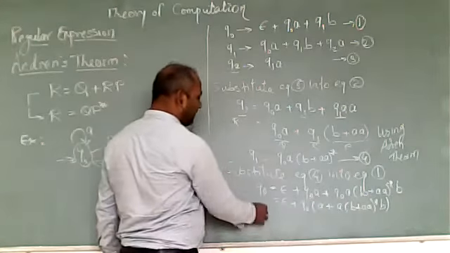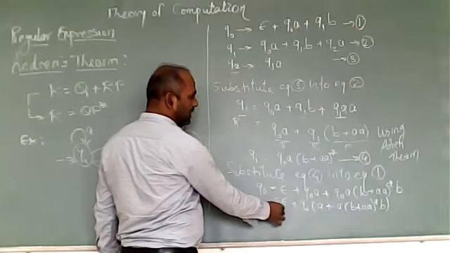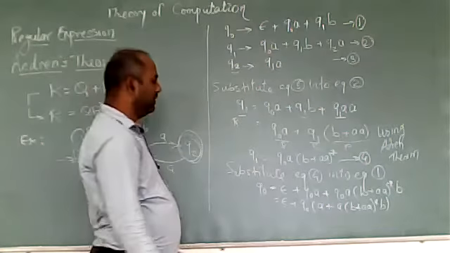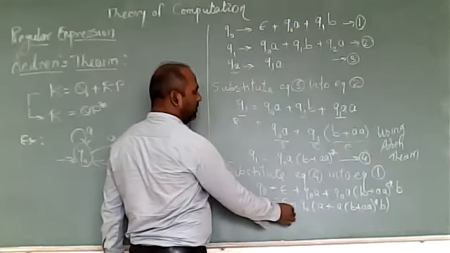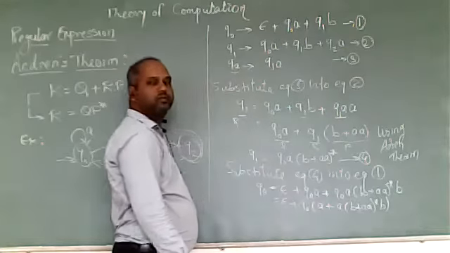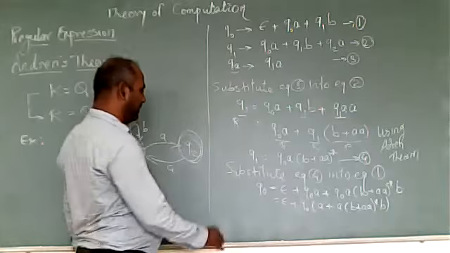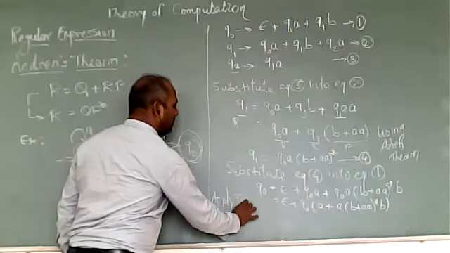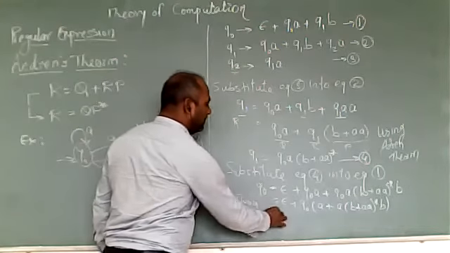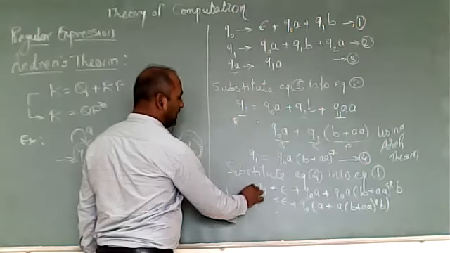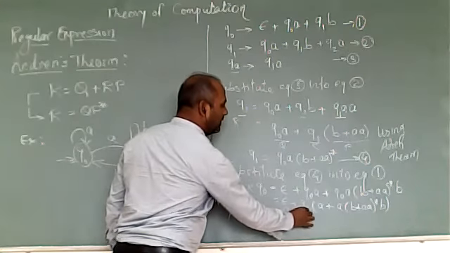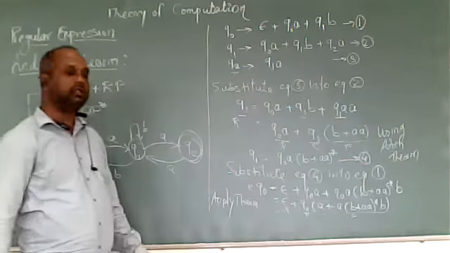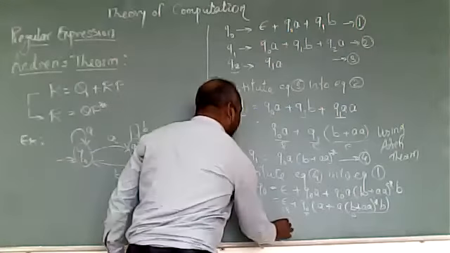Now this equation is again of the form R equals Q plus RP. So apply Arden's theorem. If we say this is R, this is Q, and this is again R, and this is what your P is, then the same equation we can write like this.